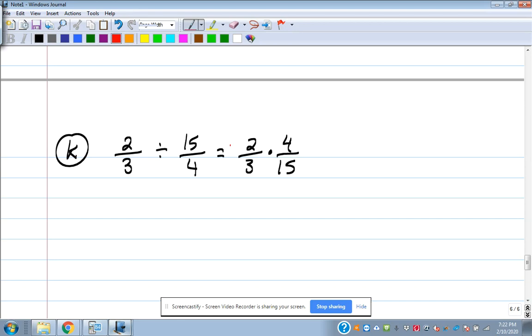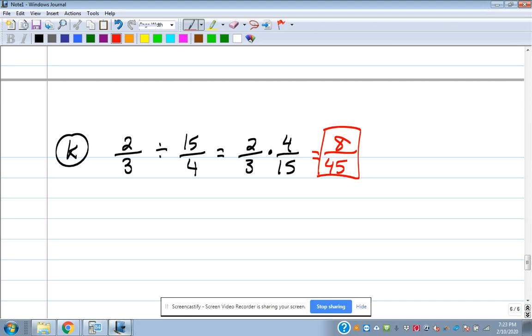And then you've turned it into the same kind of problem we just did, right? You cancel vertically or diagonally. Diagonally, nothing seems to be canceling here. So that'd be 8 over 45. So with division, flip the second one, and then do the exact same thing we've been doing. Nothing different other than the very first step. Always flip the second one. I don't think we need to go over one of those.